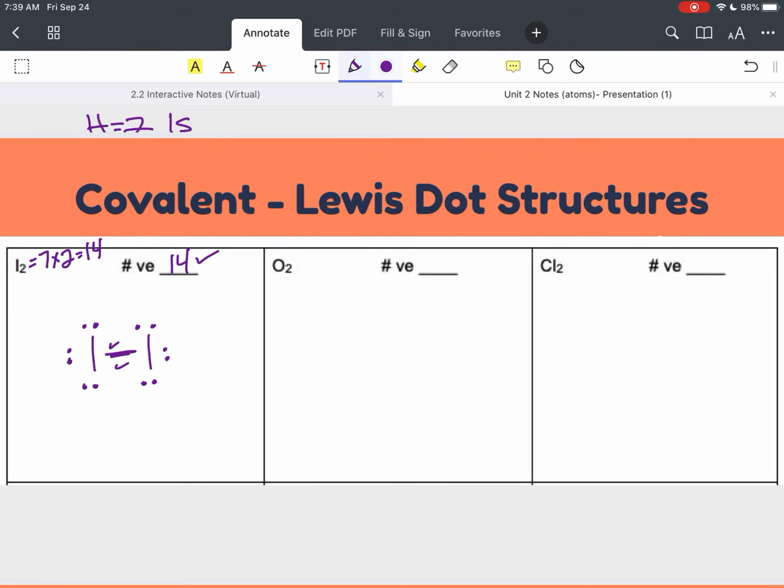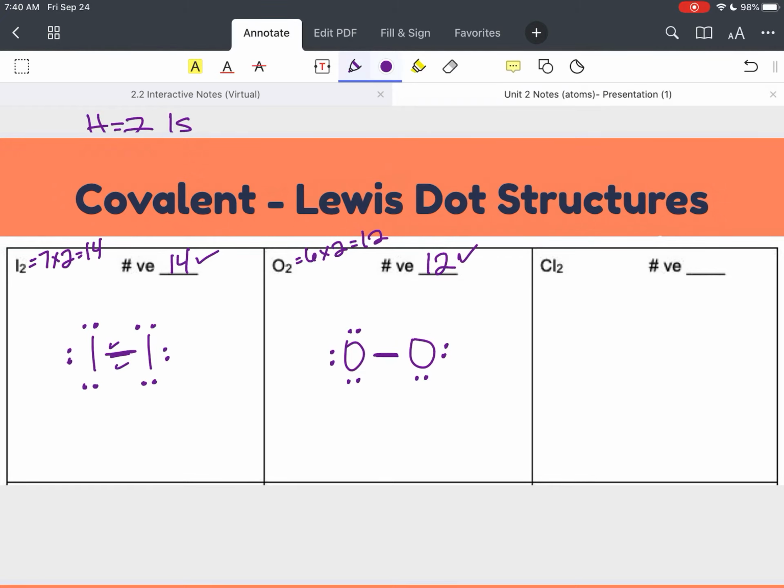Okay, let's look at O2. So this is 6. There's 2 of them, so that makes 12. Okay, I'm just going to put them next to each other, lined up. That line has 2 electrons. So now I'm going to go through and add until I get to 12. So 2, 4, 6, 8. Sorry, I forgot to count my line. My line is 2, 4, 6, 8, 10, and 12. So I've got my 12.